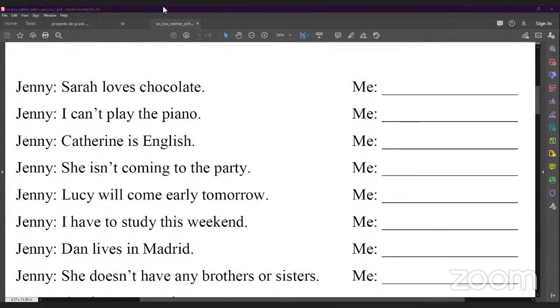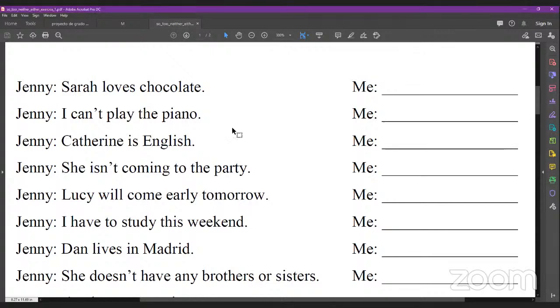Yes, correct. Aquí ya es con el verbo to be. No podemos decir so do I porque está el verbo to be. The correct one is so am I. So am I. Ese am I, si se pronuncia rápido, suena am I. So am I. All right?